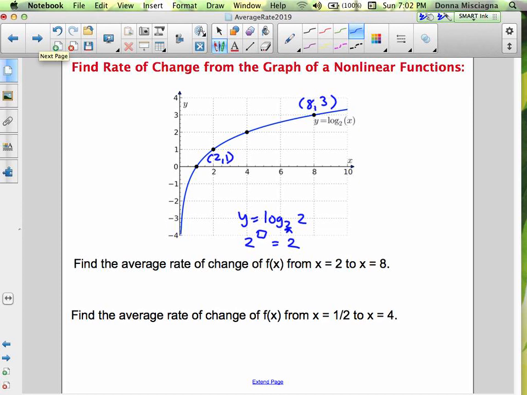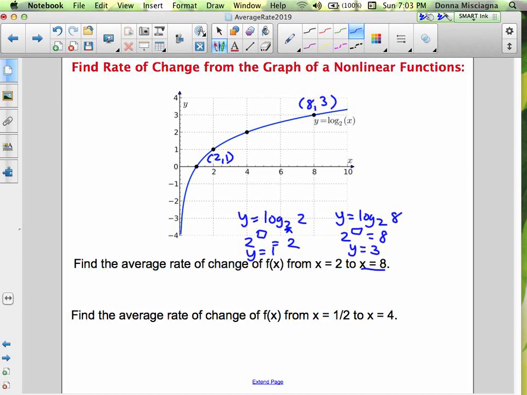Well, 2 to the first power is 2, so that means that y would equal 1. And that's right, just what we have there, right? 2, 1. Let's try the next one. Y equals log base 2 of 8. The base isn't going to change no matter what. It's log base 2 of, and we'll plug in the 8. X equals 8. And this is saying 2 to what power equals 8? Well, that would be 2 to the third power, so y would equal 3.